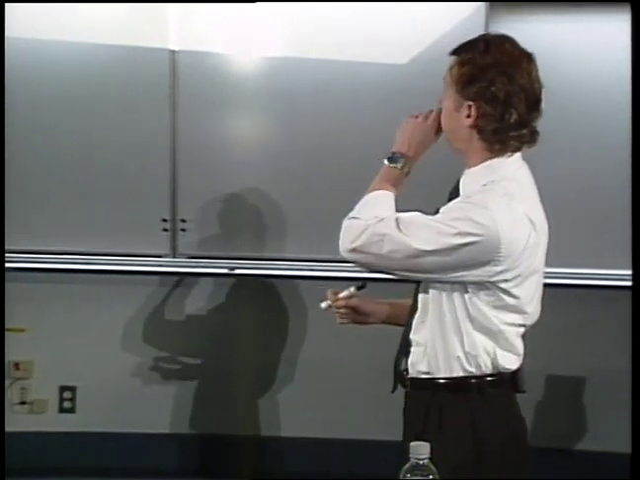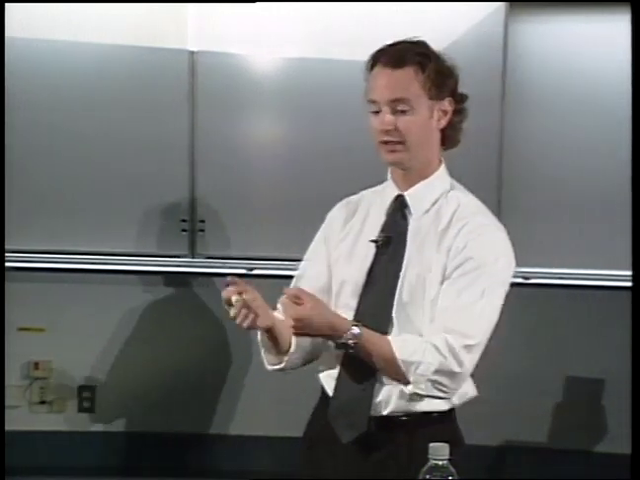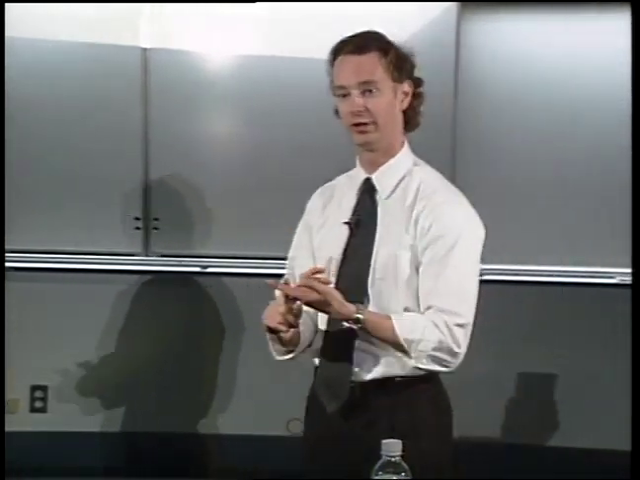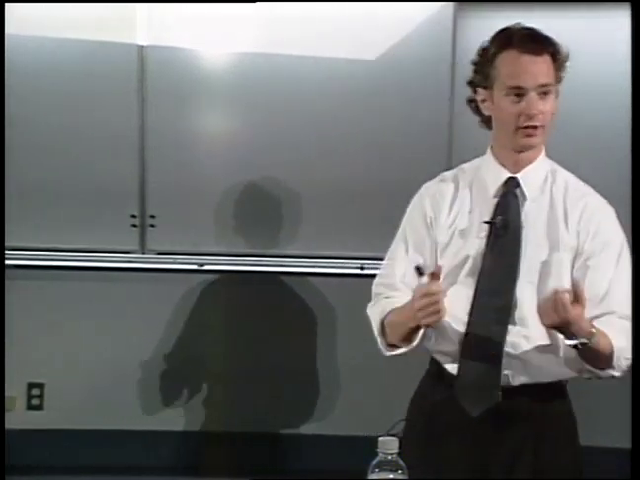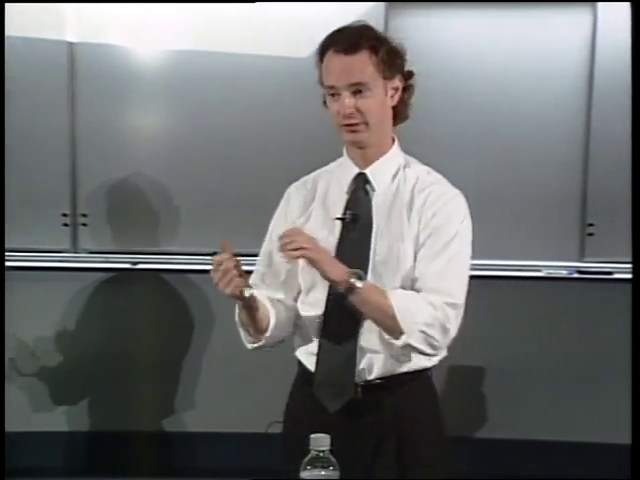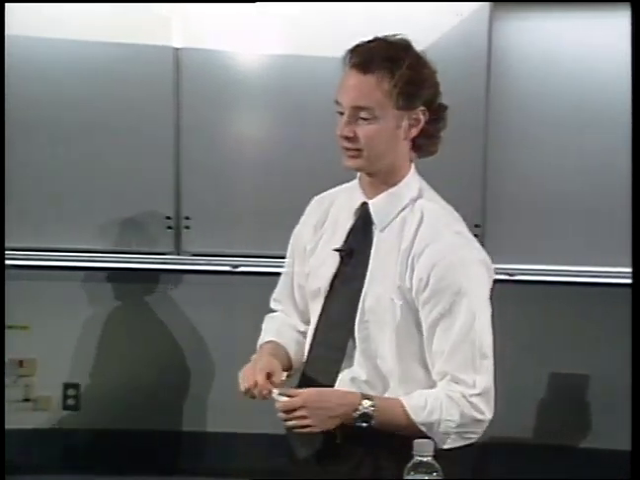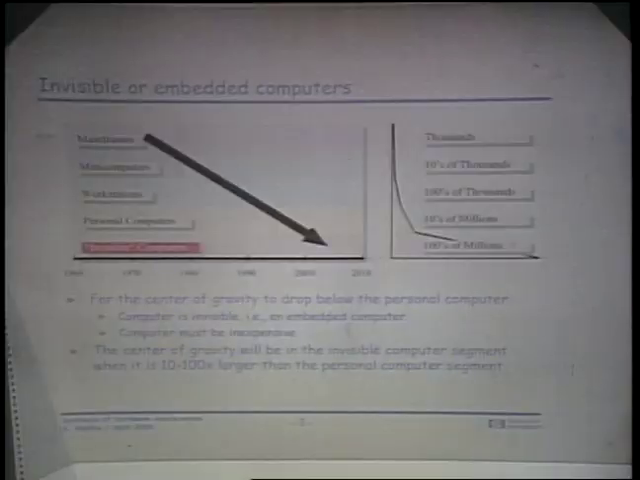An invisible or embedded computer is essentially a computer that you don't really think of as being a computer. With a PC, you're at your desk typing, doing document preparation or writing a C program, and you really know it's a computer. Whereas an invisible computer is really like a cellular phone or something that you're using for some special purpose, and there's some hidden computing going on underneath it, but you're not really aware of what the computing is. These things already exist, and we believe that the center of gravity for computer architecture will be in this invisible computing arena when the number of such devices is 10 to 100 times the number of PCs. We're moving in that direction, but we're not quite there yet as far as the center of gravity goes.